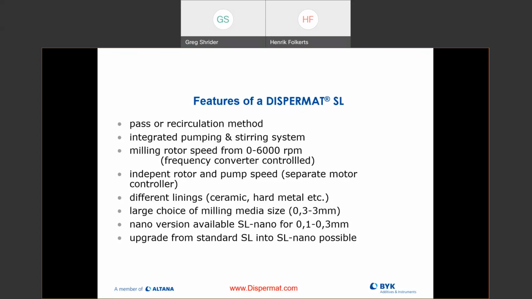Many different media sizes in standard configuration, and then we also offer a nano kit or a standalone nano system, or the nano kit to upgrade the standard version to a nano, and then you can use much smaller beads, allowing you to go down to very, very small particles.